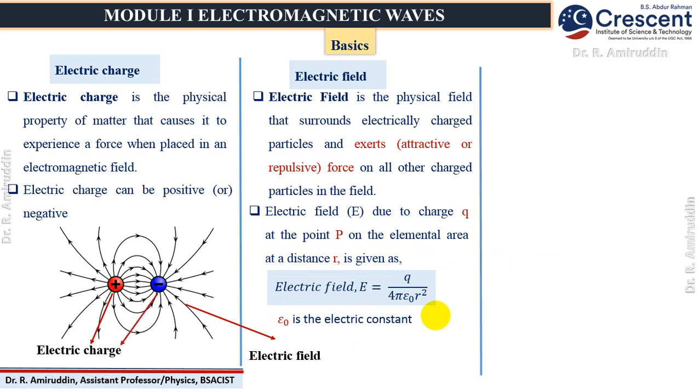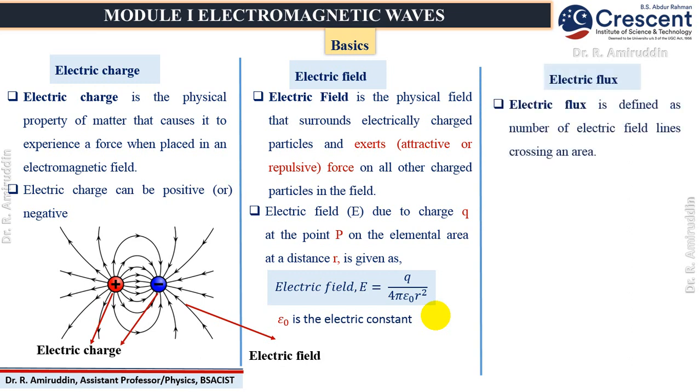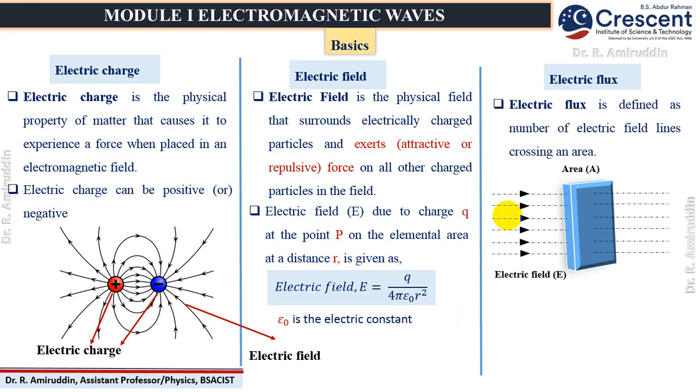The third thing is electric flux. The electric flux is defined as the number of electric field lines crossing per unit area. Let us consider a material which has the area A. Now if we subject it to an external electric field capital E, then the electric flux is defined as the product of the applied electric field E and the area of the material.